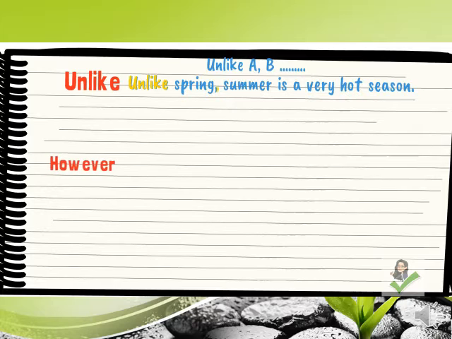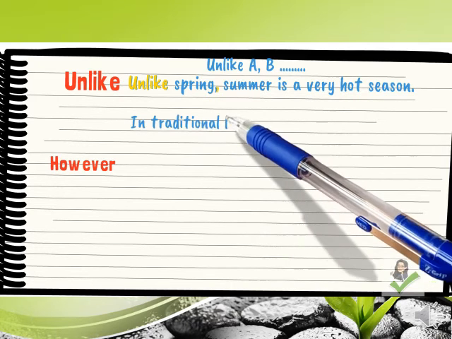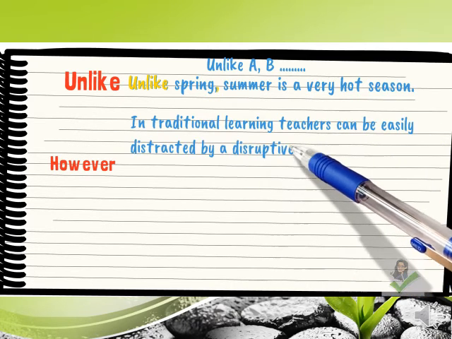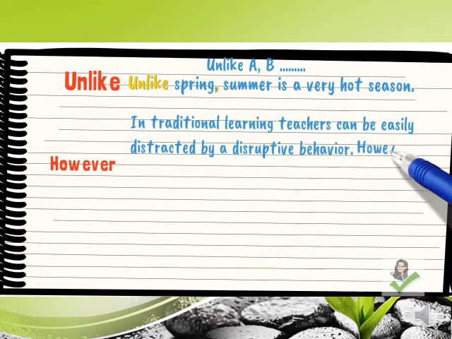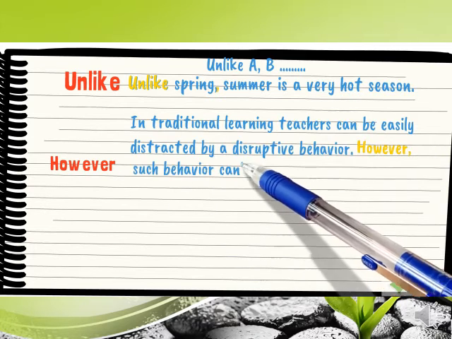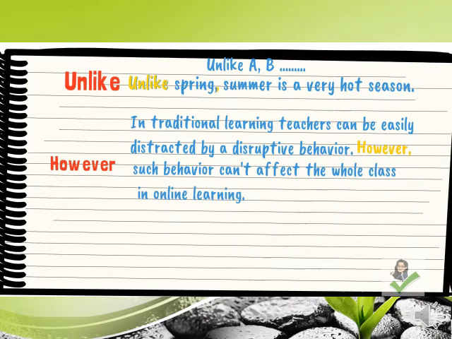However will be used just like the word similarly to connect two ideas. For example, in traditional learning, teachers can be easily distracted by a disruptive behavior. However, such behavior cannot affect the whole class in online learning. You can use, instead of however, in contrast, or on the other hand.